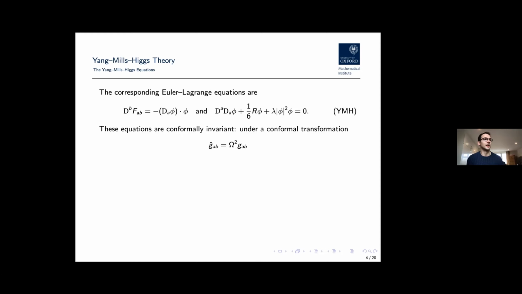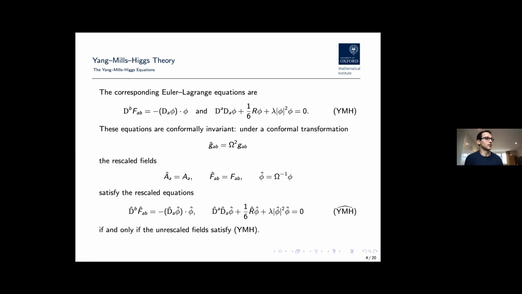These equations are conformally invariant. They don't have to be conformally invariant: if I had chosen a different mass for the Higgs field, conformal invariance would break, but because I coupled it conformally, under a conformal transformation, if I rescale my fields correctly, as shown here. One thing to notice is that the Higgs field scales slightly differently to the Yang-Mills potential and field. These fields then satisfy the rescaled equations, which look exactly the same as the physical equations, where all the hatted quantities refer to rescaled quantities on the conformally rescaled manifold.